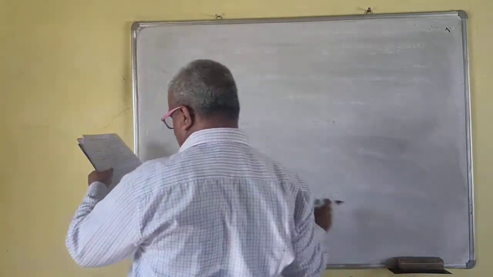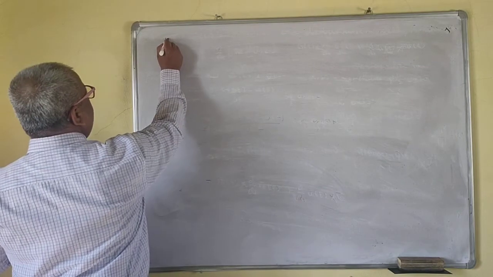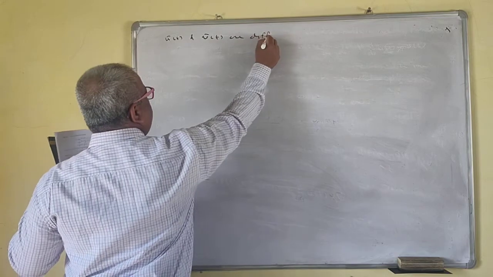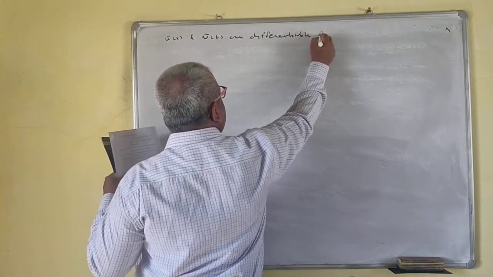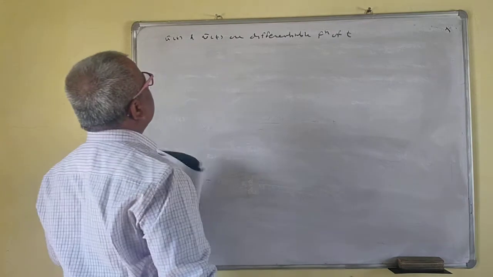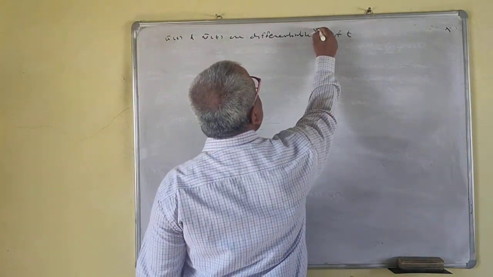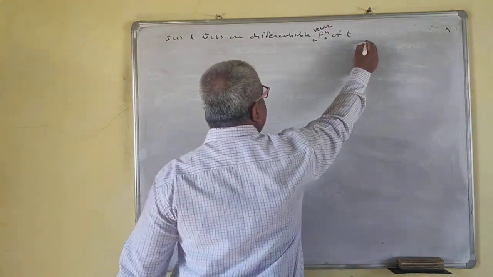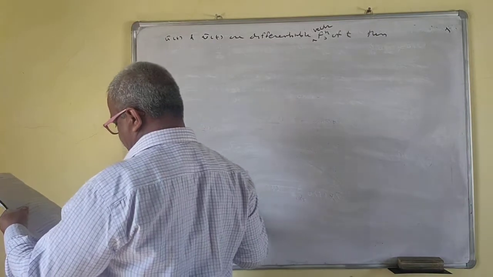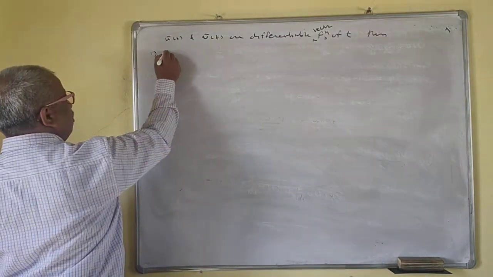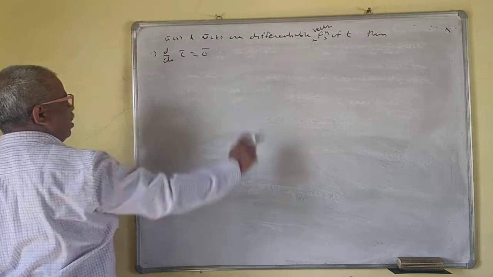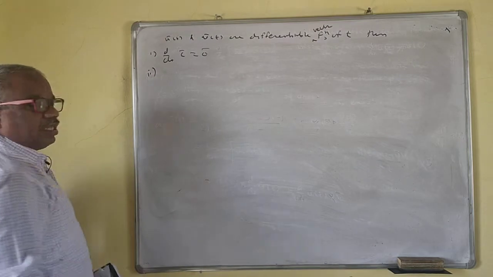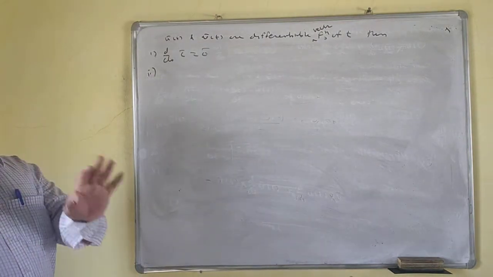Just we will write some important theorems. If u bar of t and v bar of t are differentiable vector functions of t, then 1) d by dt of c bar is equal to 0 bar. That means the derivative of a constant vector is the 0 vector, not 0. Okay, it is a 0 vector. Derivative of a vector is a vector. Note that.